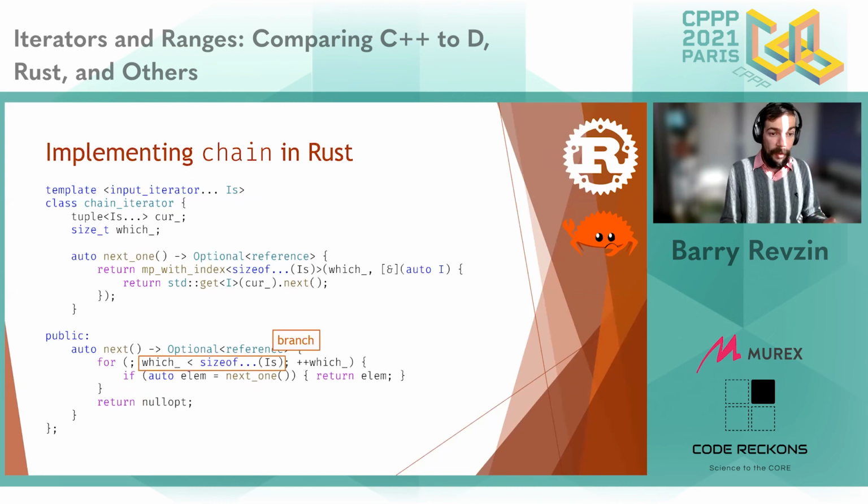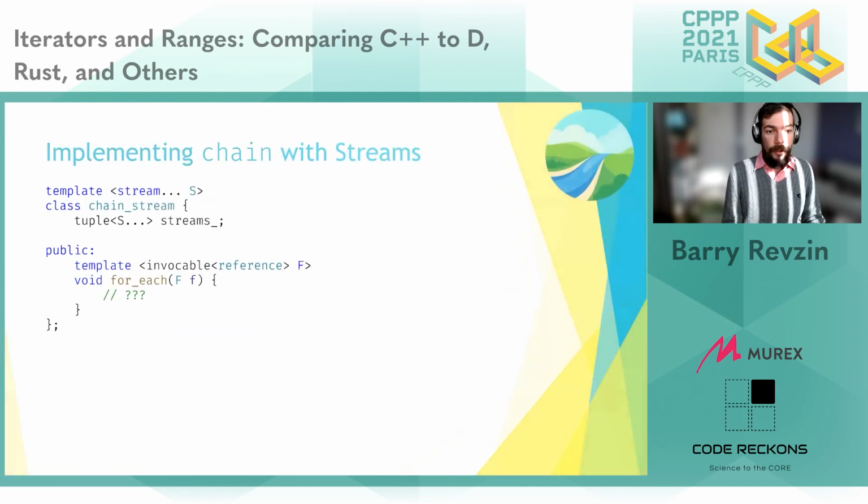And so this is a branch because we need to know when we're done. And there's another branch here to make sure that we pull out the right element. So now this is also overhead. This is 2 branches per element instead of 4 branches per element, but it's still not super efficient. So let's run through how to do this with streams.